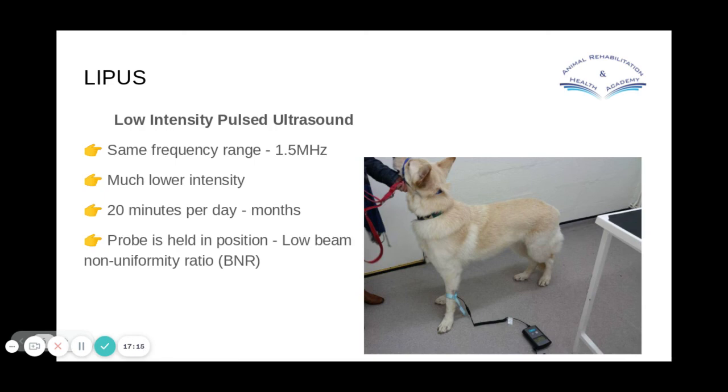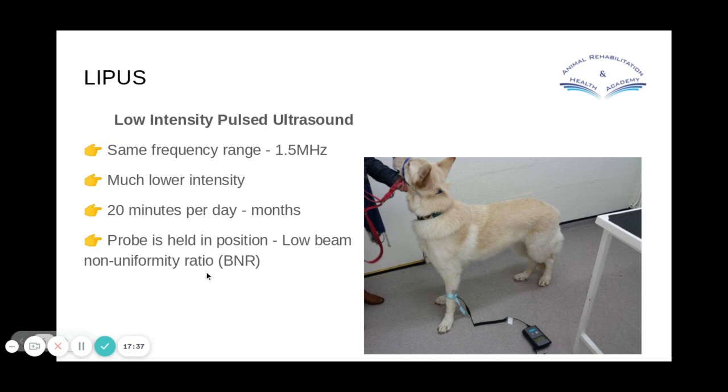It is a little bit different, though. We do need to use it for 20 minutes a day, and this can go on for months. I think this dog we treated for 4.5, 5 months. So it's a commitment, and it's quite an expensive treatment. But if the other option is to have the limb off, then it's obviously quite exciting and worth a try.